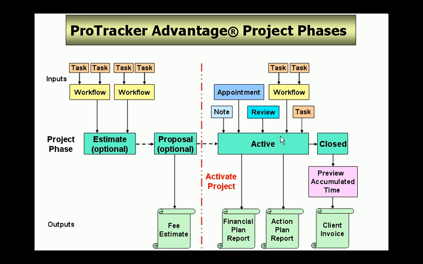A project is in the active phase when both the client and the supervisor have approved the project. The active phase allows employees to begin execution on their tasks, including preparing financial plan reports and action plan reports. This tutorial session includes information on creating and initializing a new project, how to assign tasks, workflows, and appointments to an active project, and how to add notes and reviews to an active project.